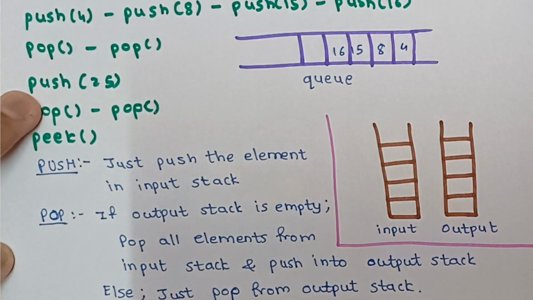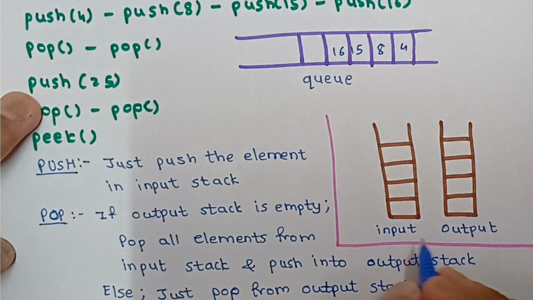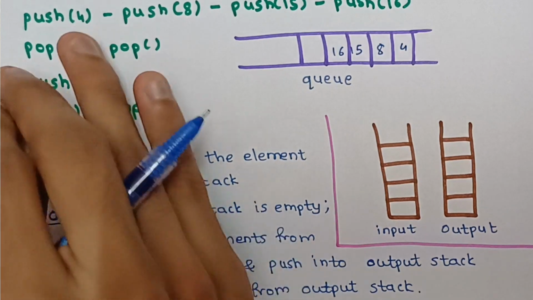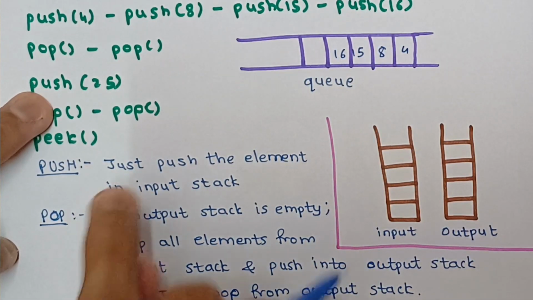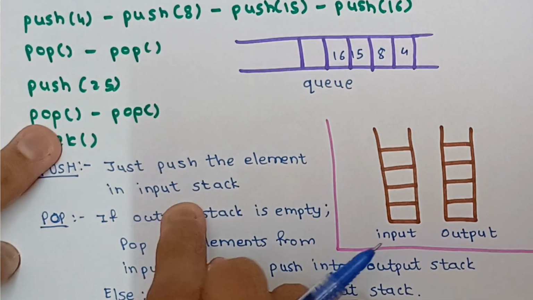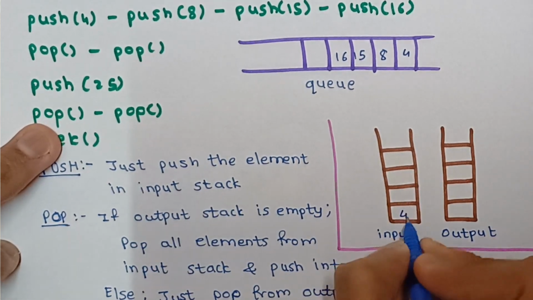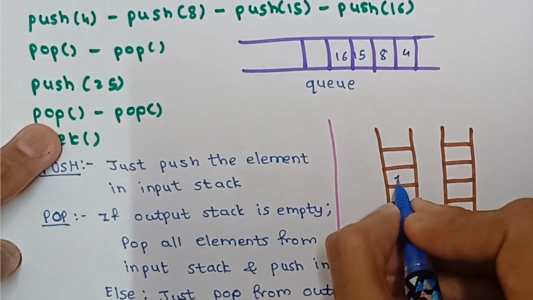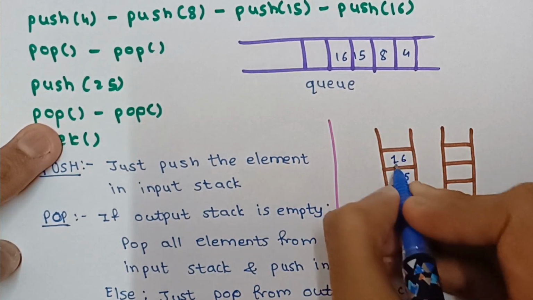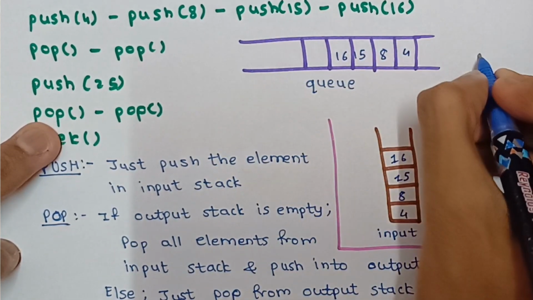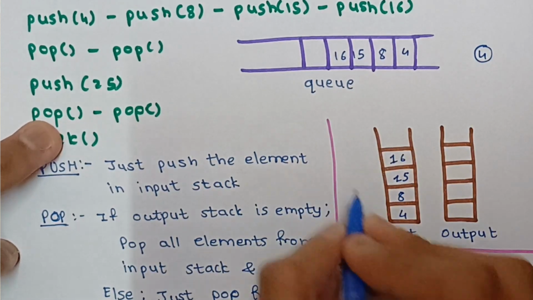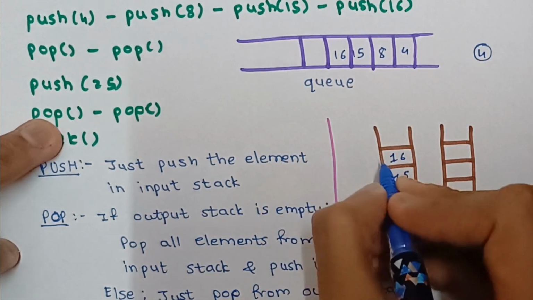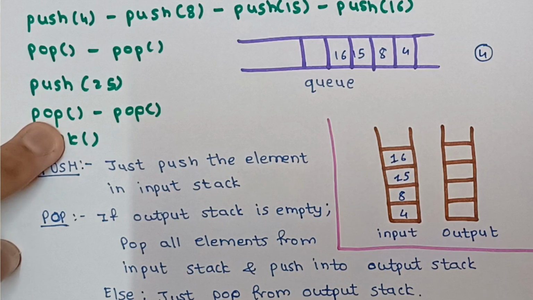So what we have to do is take two stacks, named input and output. First we push all these push operations into the input stack. So we have pushed 4, 8, 15 and 16. After popping, in the queue we have to find the 4, but after popping in the stack we find the 16, which is not our solution.